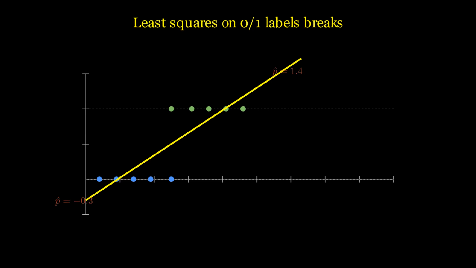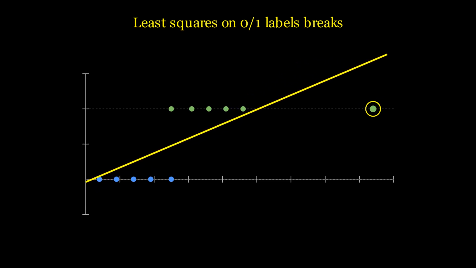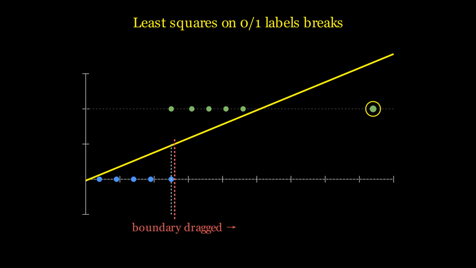And second, it's fragile. Add one far-off example and the whole line tilts to chase it, dragging the boundary for everyone else. We don't want a line that predicts values. We want one whose output is always a valid probability.